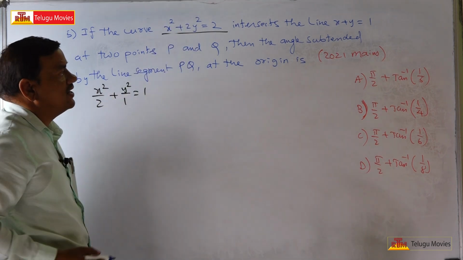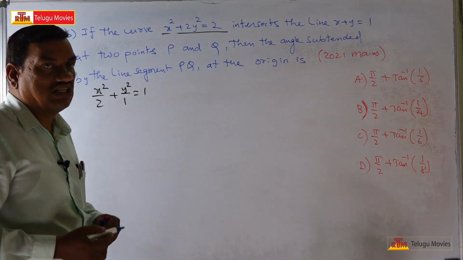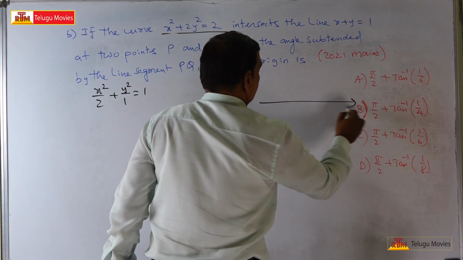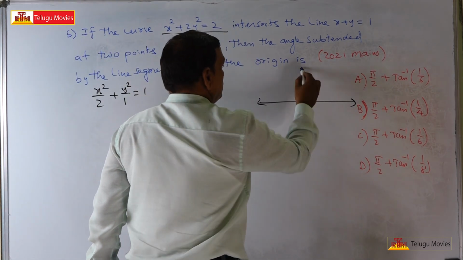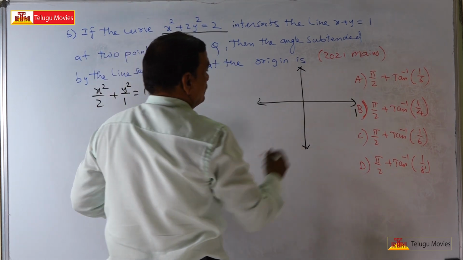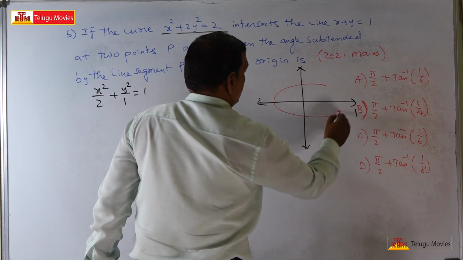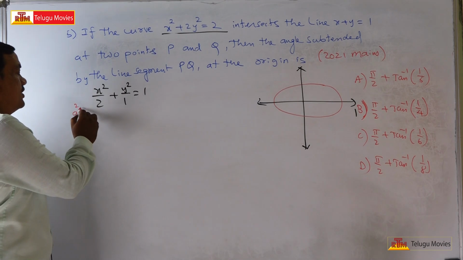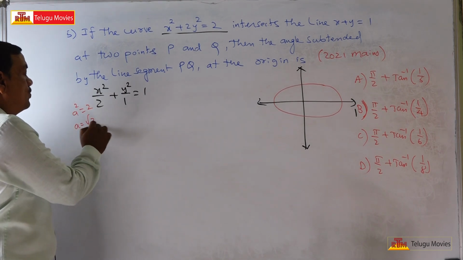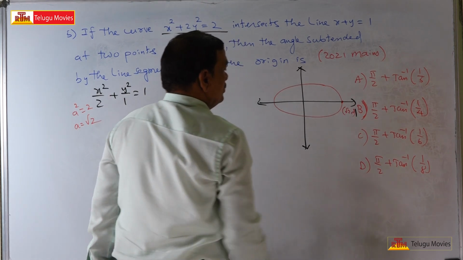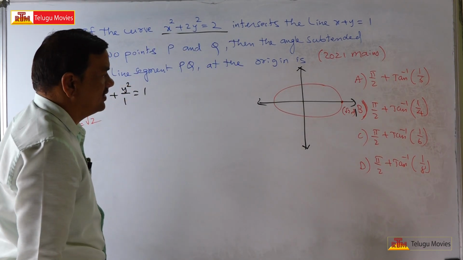There is one more line, x plus y is equal to 1, whose x-intercept is 1 and y-intercept is also 1. If you observe, this is the x-axis and this is the y-axis. So there is an ellipse first of all. Now, here a square value is 2, therefore a is equal to root 2. So this point is root 2 comma 0. Okay, keep it like that.